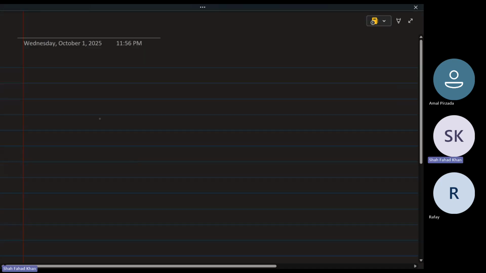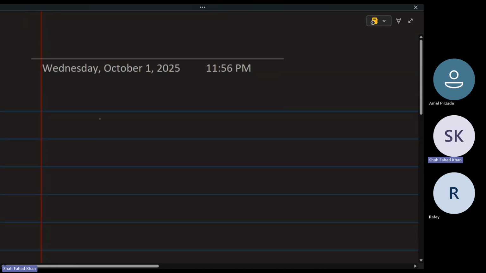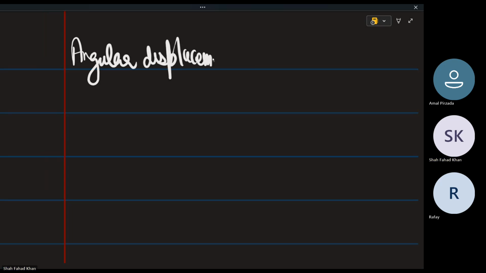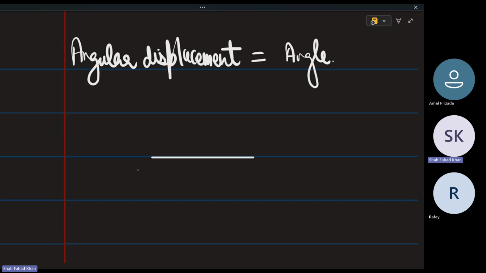Angular displacement is a term used to represent the angle itself. Angular displacement is nothing different from the angle itself, the same as the angle. If there is an object starting off from a certain starting point, this is the center, and this is an object that's moving on a circular path, and it has covered a certain distance.